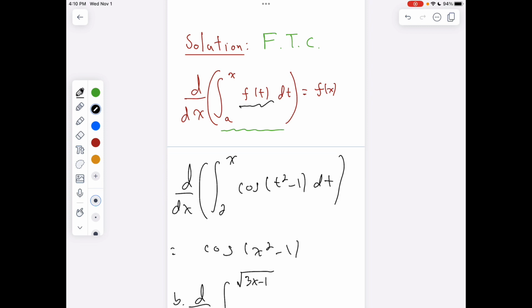So we have the derivative with respect to x of the integral from 2 to x of cosine of t squared minus 1 dt. Essentially, this is set up already for you to use the theorem. The derivative of this would be just cosine of x squared minus 1. It's like you replace the t with x, so it's just cosine of x squared minus 1, and that's how the theorem applies here.